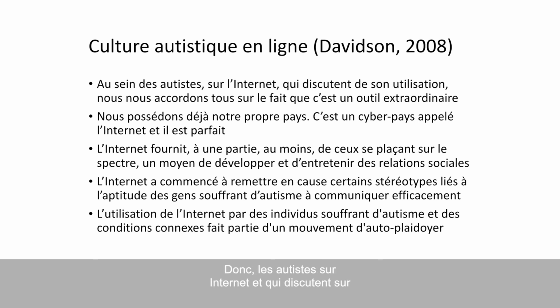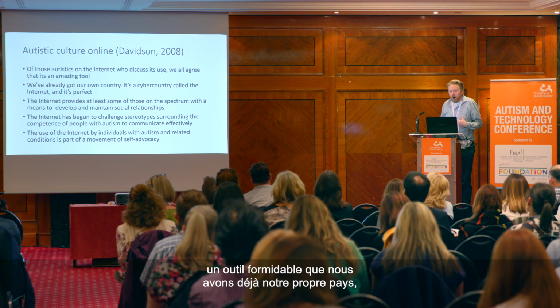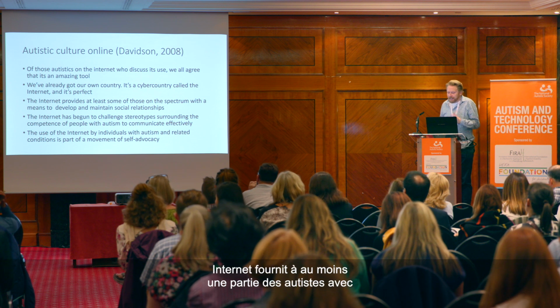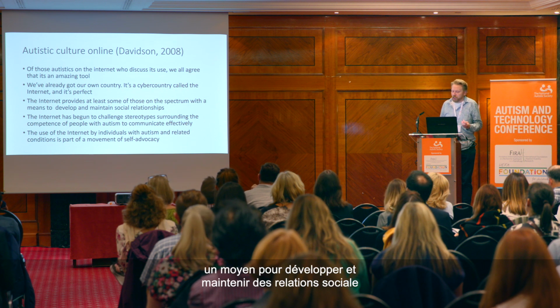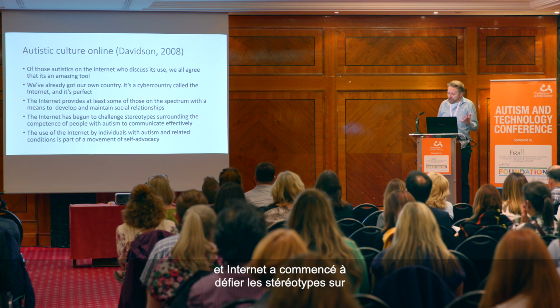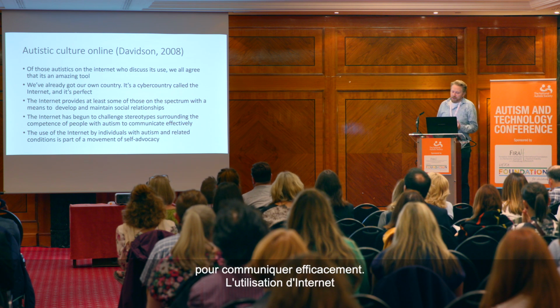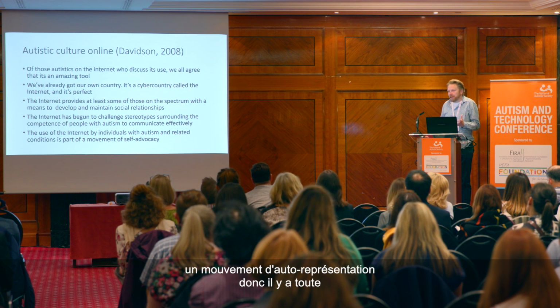Of those autistics on the internet who discuss its use, we all agree it's an amazing tool. We've already got our own country. It's a cyber country called the internet, and it's perfect. The internet provides at least some of those on the spectrum with a means to develop and maintain social relationships. The internet has begun to challenge stereotypes surrounding the competence of people with autism to communicate effectively, and the use of the internet by individuals with autism is part of a movement of self-advocacy.